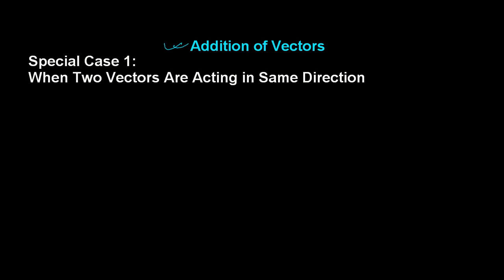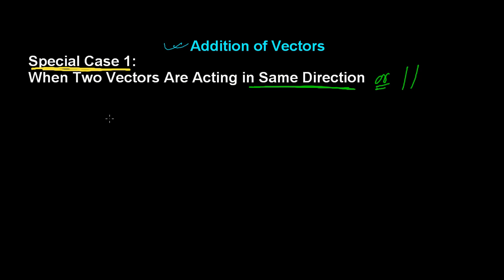The first thing I'm going to talk about is a special case when two or more than two vectors are acting in the same direction. For example, I'm going to take two vectors acting in the same direction. Acting in the same direction means those two vectors are parallel to each other, keep in mind.